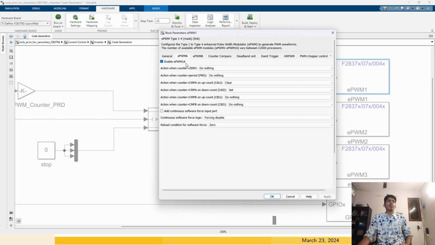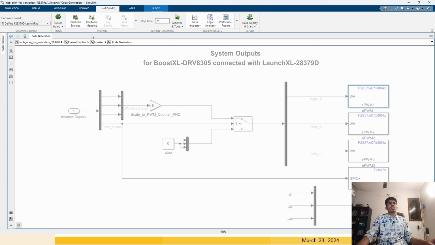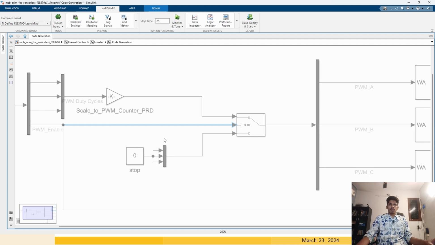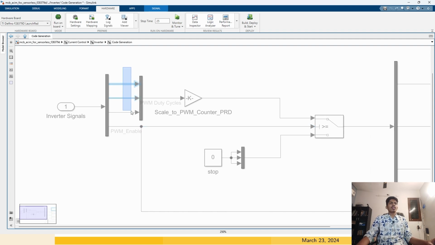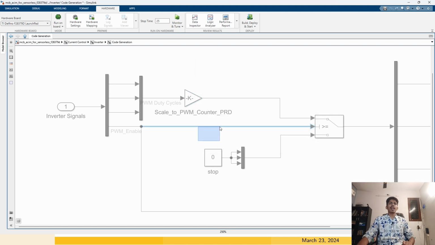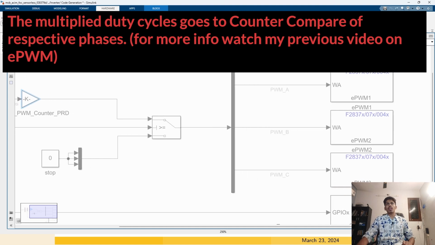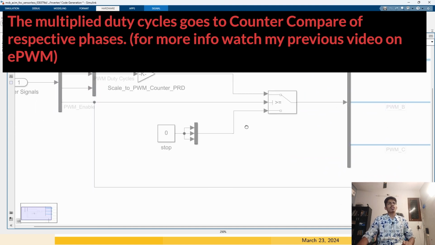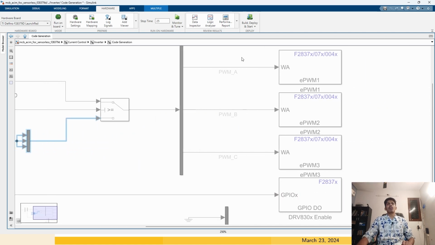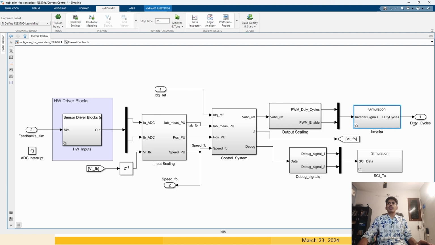We have enabled EPWM 1A. This is similar to the simulation mode. You see here, if the enable is true, then the inverter gate signals are multiplied with the gain. So this gain is the counter period. If this enable is true, then the signals are multiplied with the gain and then go to the three phases. If it is false, if the PWM is disabled, then 0 goes to all three pins. Okay, that covers the inverter.